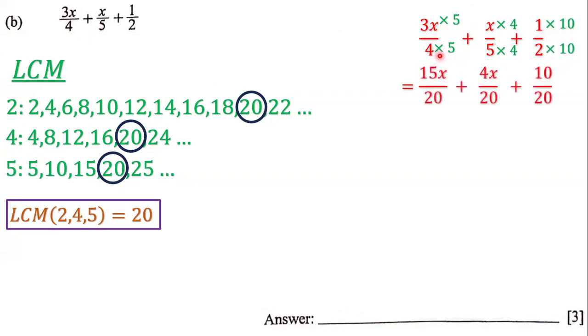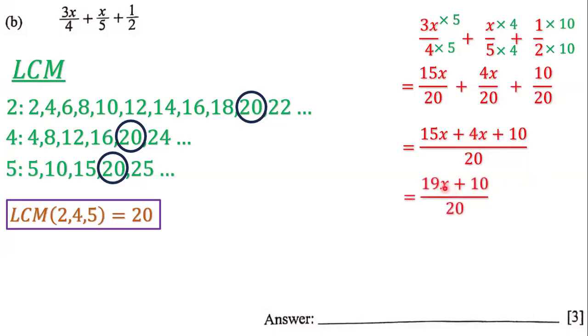And so what do we have? We have 4 times 5, which is 20. We have 5 times 4, which is 20. And we have 2 times 10, which is 20. Next, we have 3x times 5, which is 15x. X times 4, which is 4x. And 1 times 10, which is 10. Notice that the denominators are the same. So we keep that same denominator, but we have to add the numerators insofar as we possibly can. So 15x plus 4x is definitely 19x. So we have 19x plus 10 all over 20.